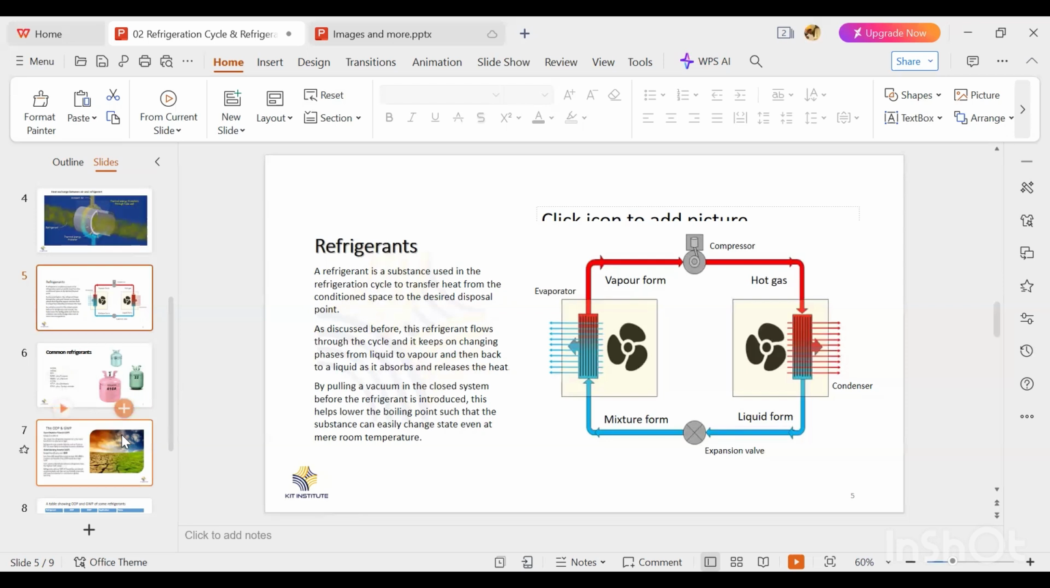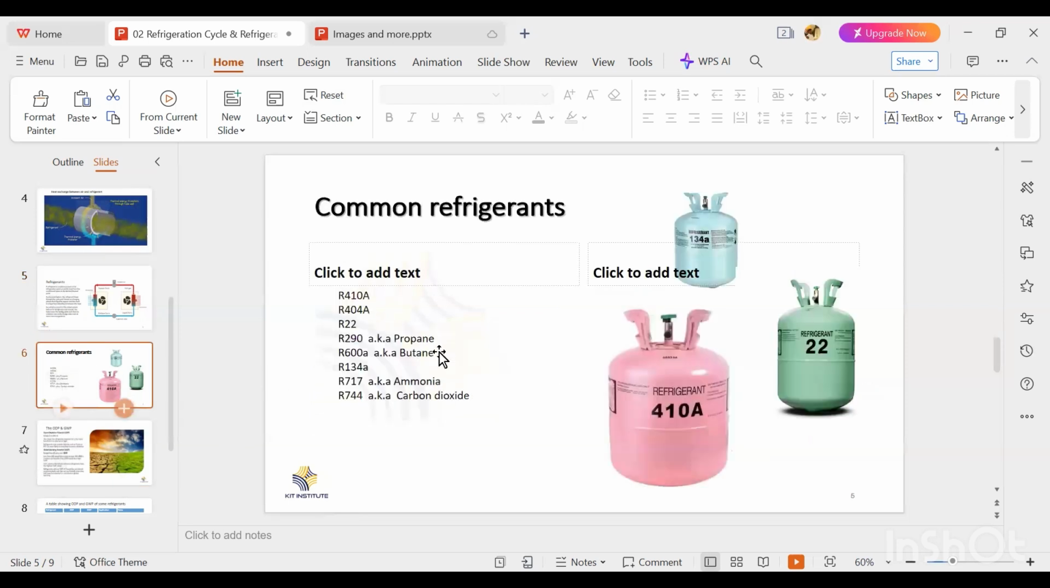Then, the next slide. Yeah, next slide is common refrigerants.